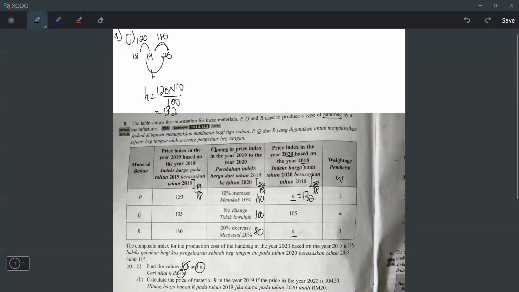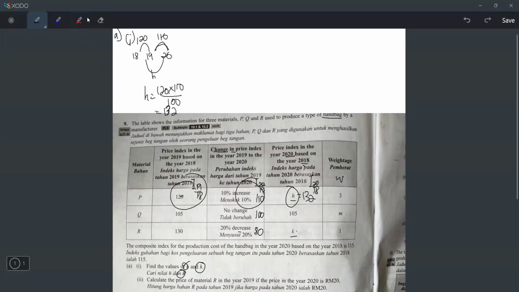Next, they want to find value of K. How to find value of K? This one, right? Yeah, same way. If you want to find the value of K, I will also use the smiley face, right? Actually, you don't have to draw the smiley face again, because you already know. If you want to get this one, you'll take here times here divide 100, right? So how to get K? Can you tell me? 130 times 80 divided by 100.